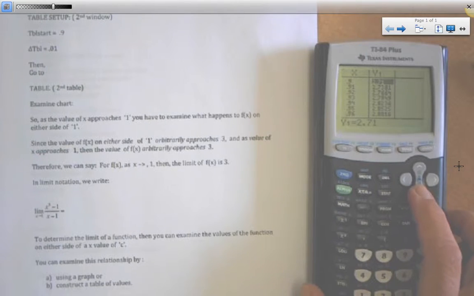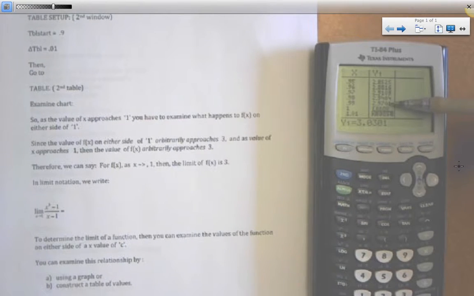So 2.7, 2.73, let's get a little bit closer to 1, 2.9701. It skips 1, so there's an error message. You can tell me why. Write that down in your notes. And then at 1.01, it's at 3.03. So notice both these values on either side of 1 are really close to 3.